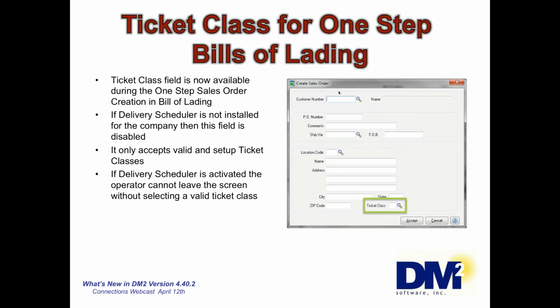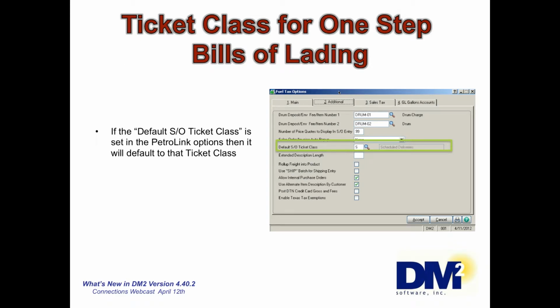So it eliminates a lot of issues that people ran into where the default ticket class didn't match what they wanted. They needed to override it, so they had to go out to sales order, change the ticket class, and come back in. It's kind of cumbersome. So this really simplifies and streamlines that process. I was referring to the default SO ticket class. If that's set up in the Petrolink options, then bill of lading will default to that ticket class when you're entering the sales order, and it can be overridden by the operator. So if you do have a default in there, it'll continue to operate just like it always has, with that additional ability now.